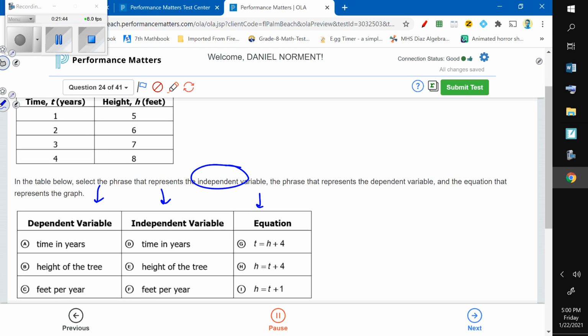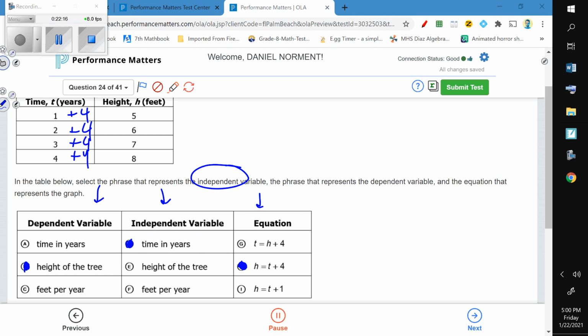The height of the tree is dependent on time. Time is never going to stop. And if time is a choice, time is always going to be independent. Time never stops. Nothing is ever dependent. Time is never dependent on anything. Time is always independent. So independent is going to be time. Your dependent is going to be the height. And you're taking time and you're adding 4. You're adding 4 to time, which is why the height is going to equal time plus 4. Those are your 3 answers for that one.